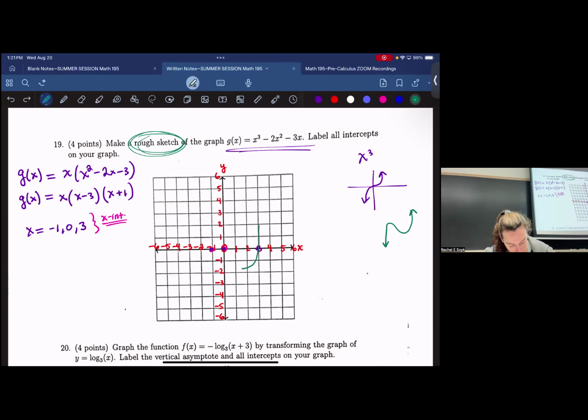If I can draw. There we have it. Don't forget to label your function. We're going to label all of our intercepts. So we have an x-intercept here at -1, comma 0. We have an x and y-intercept at the origin. And we have our last x-intercept at 3, comma 0.